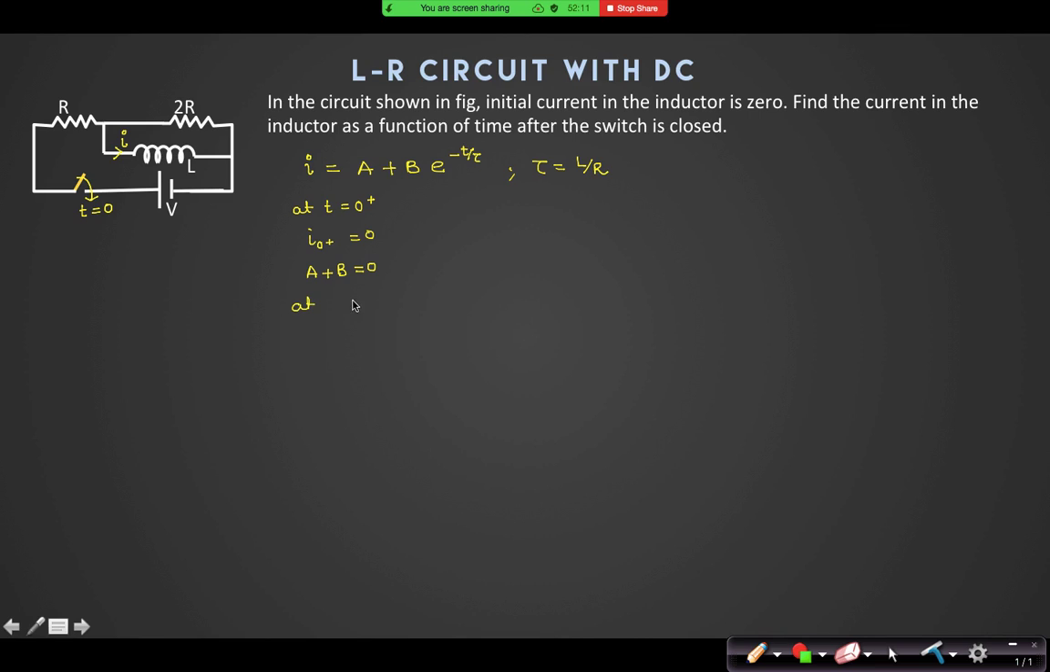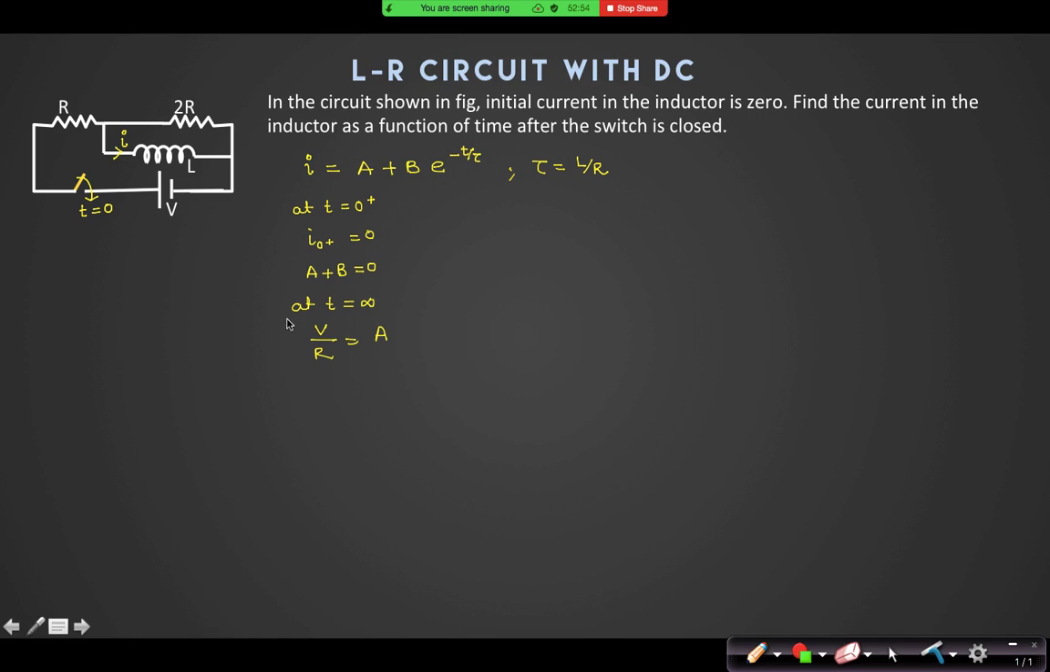At t equal to infinity, what is the current in the inductor? V by R. At t equal to infinity, how do I treat inductors? Short circuit. If you short circuit this, will current flow in 2R? No. So then V by R. So the current at t equal to infinity is V by R, and that is equal to A, yes or no? A.